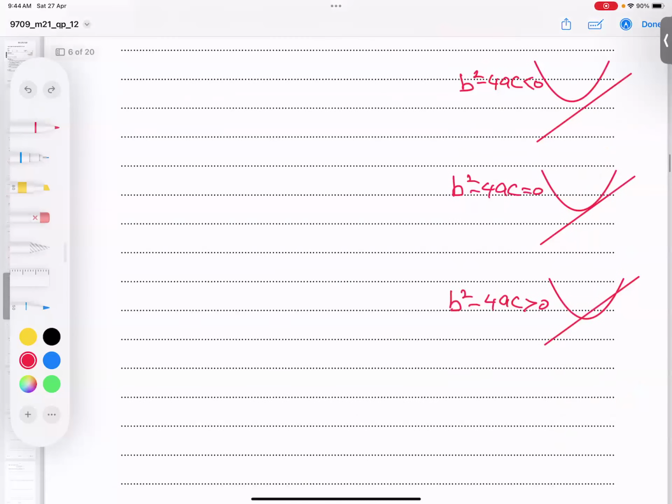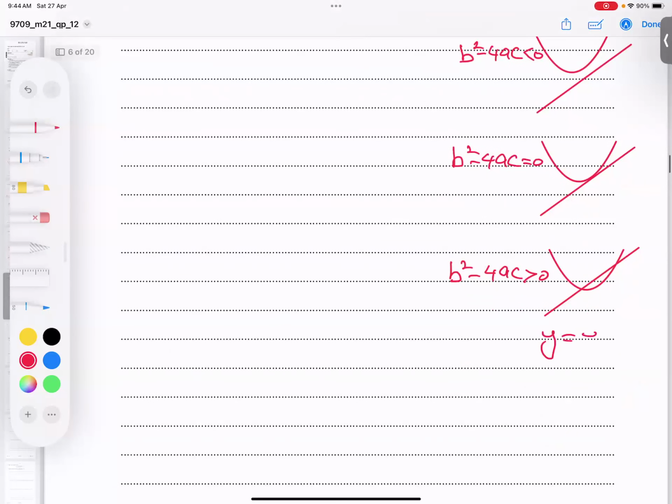But what steps are there? Step number 1, put y equals to y. Number 2 step, make quadratic equation in order. Number 3, get ABC values. Number 4, apply discriminant. So discriminant bigger than 0 or whatever situation.